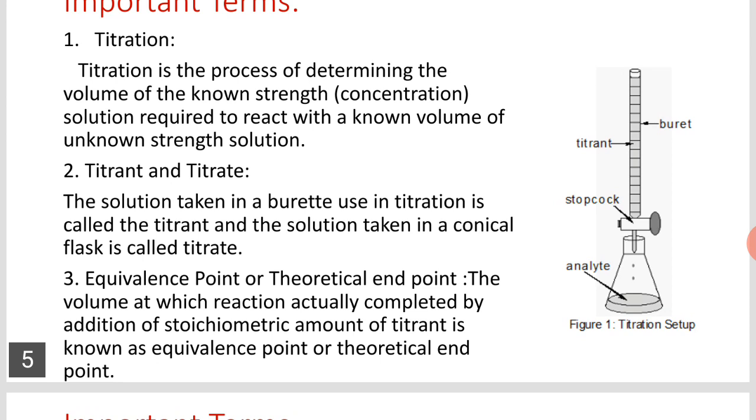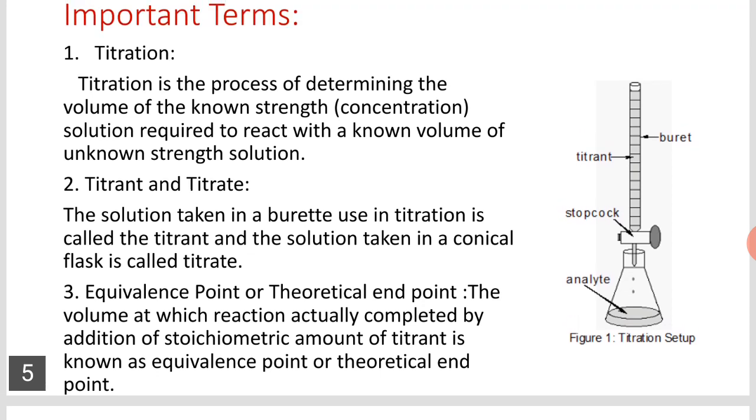That is the volume at which the reaction is actually completed by the addition of a stoichiometric amount of titrant is known as the equivalence point or theoretical end point. So this is the third term, equivalence point or theoretical end point: the volume at which the reaction is actually completed by the addition of a stoichiometric amount of the titrant.